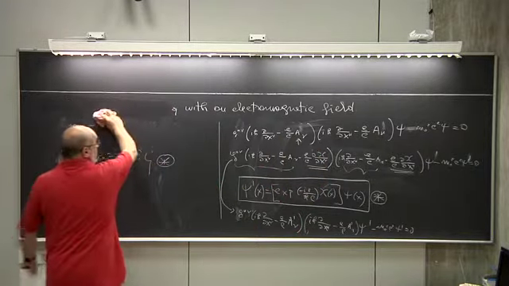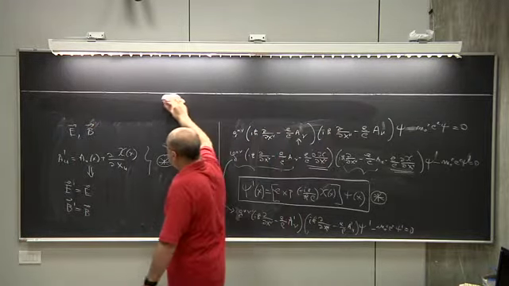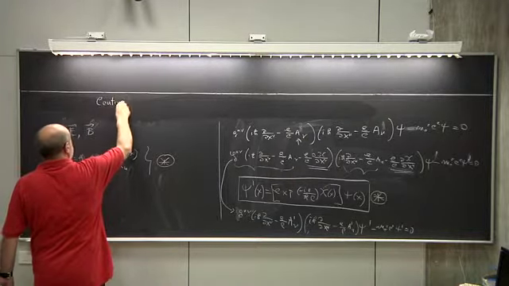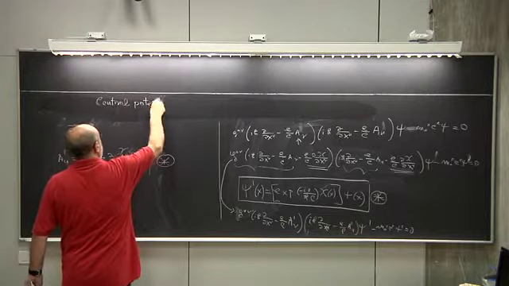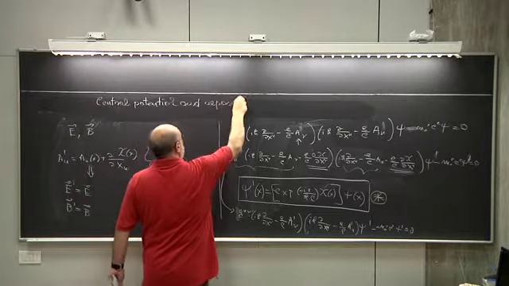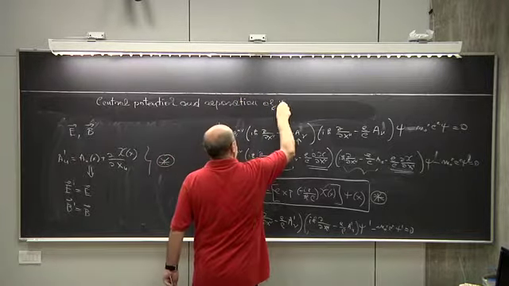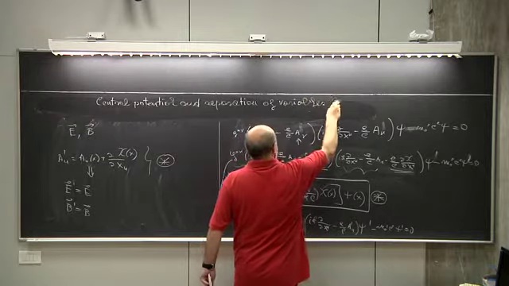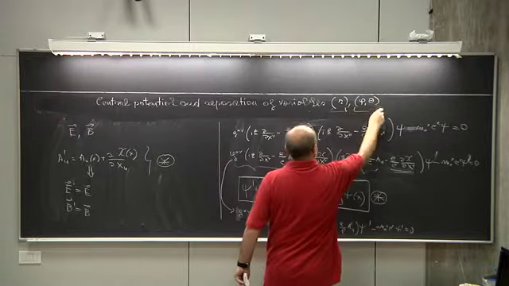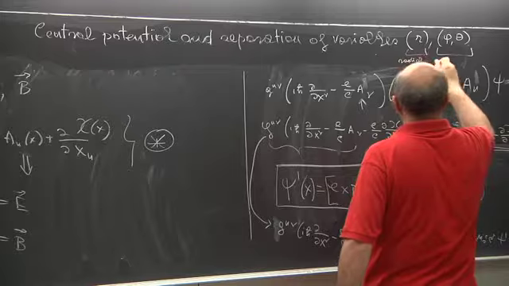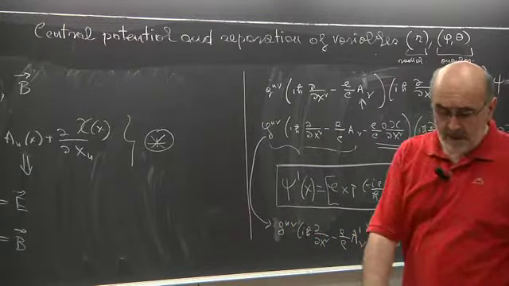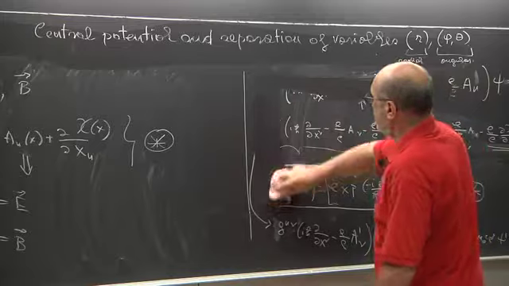So now we can start this small chapter that we will call central potential. And the separation of variables is in r and in the angular part, okay? Radial and angular part. Now, it's very easy to see how to do it. It's really completely analogous to the Schrödinger case.